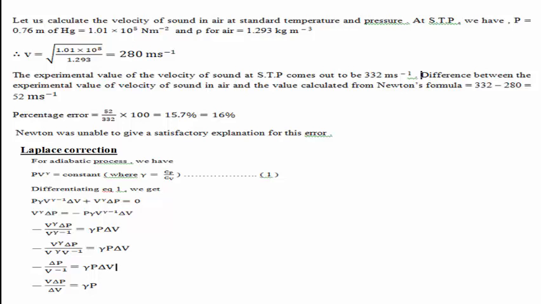So for the adiabatic process, we have PV raised to gamma equals a constant. Once you differentiate equation 1 and simplify it, in the last you get minus V delta P whole divided by delta V is equal to gamma multiplied by P, where delta P and delta V are nothing but the change in pressure and the change in volume.